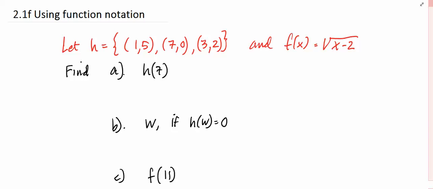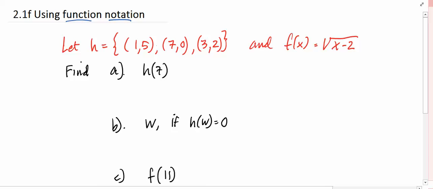So now we're going to take a look at using function notation. And what we have is two functions, and the fact that I'm calling it function notation lets me know that we've already determined that they are both functions. So I have functions because we're saying this is a function h and a function f. And it says to find h of 7.